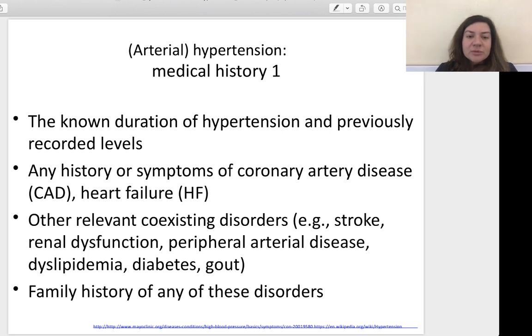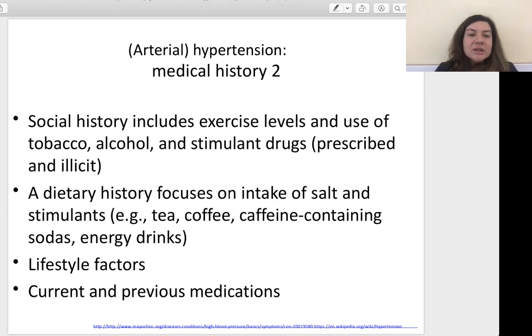Any history of symptoms of coronary artery disease and heart failure, as these are among the most important pathogenetic factors in hypertensive patients; their presence severely worsens the prognosis for the patient. Other relevant coexisting disorders like stroke, renal dysfunction, peripheral arterial disease, dyslipidemia, diabetes, gout. Family history of any of these disorders. Social history includes exercise levels and use of tobacco, alcohol, and stimulant drugs, prescribed and illicit.